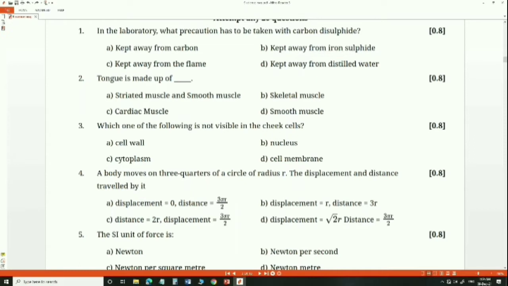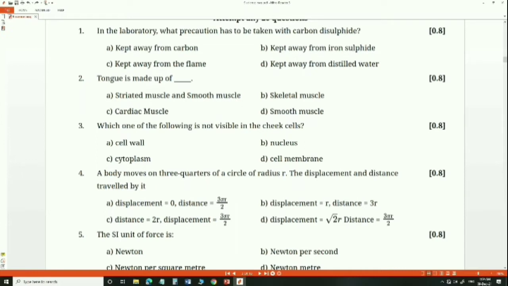Options are A. Kept away from carbon, B. Kept away from iron sulfide, C. Kept away from the flame, D. Kept away from distilled water. The true answer is C. Kept away from the flame.